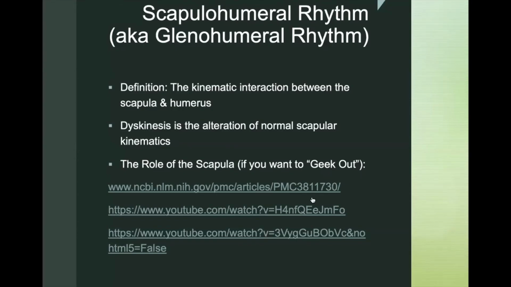All right, now we are going to continue on our journey looking at scapulohumeral rhythm, also known as glenohumeral rhythm. The definition of this is the kinematic interaction between the scapula and the humerus. And when they don't move together well, we call that dyskinesis, or the alteration of normal scapular kinematics.